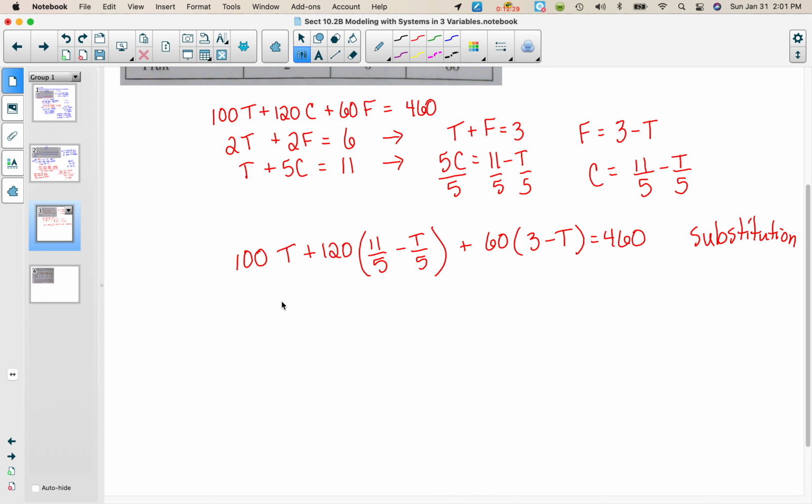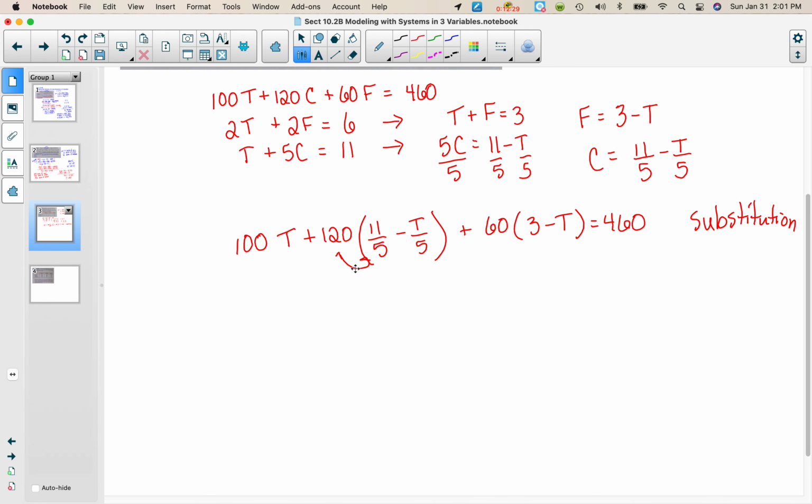So I'm going to distribute. Actually, I could have left it without dividing each one because I see what's going to happen here. 5 goes into 120 24 times, so you're going to get 24 times 11, let me do that. So we get 264 when we multiply that. And here, the 5 goes into 120 24 times, so I have minus 24T. Distribute here, we get plus 180 minus 60T equals 460.